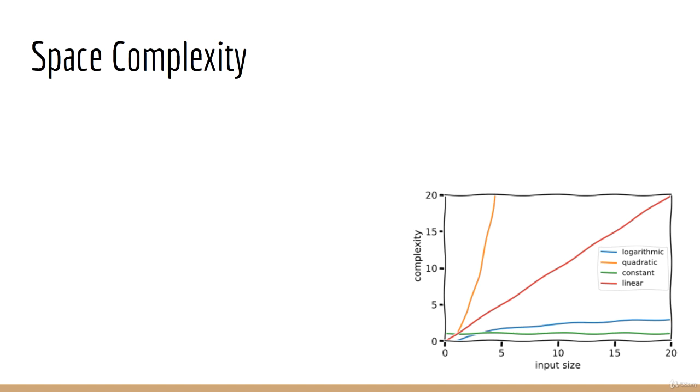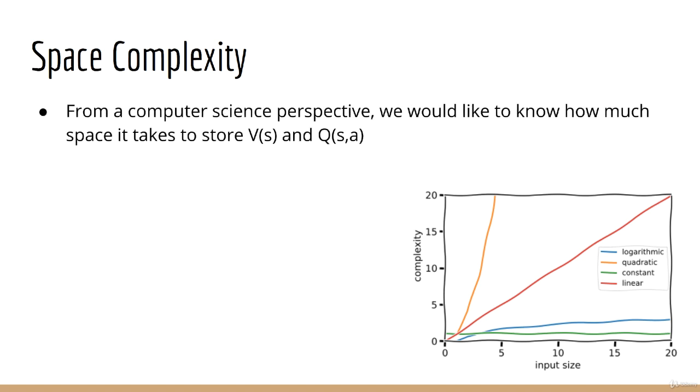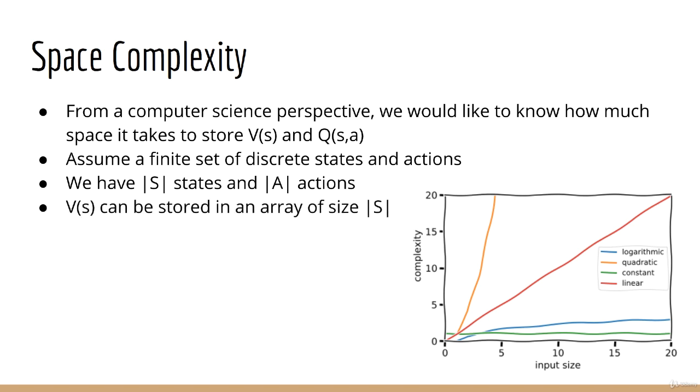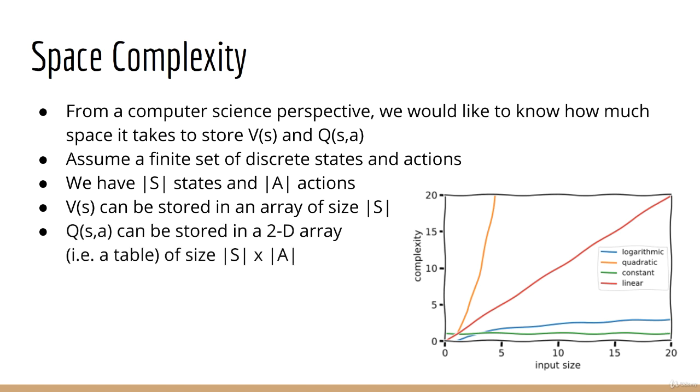One interesting question to consider from a computer science perspective is how much space is required to store the value functions. Let's consider the scenario where both states and actions are discrete and that we have a finite number of them. So let's say we have big S states and big A actions. In this case, we can store the state value function in an array of size big S. But for the action value function, we'll have to store it in a two-dimensional array of size big S times big A. And thus, the storage required for Q is quadratic, whereas the storage required for V is only linear.